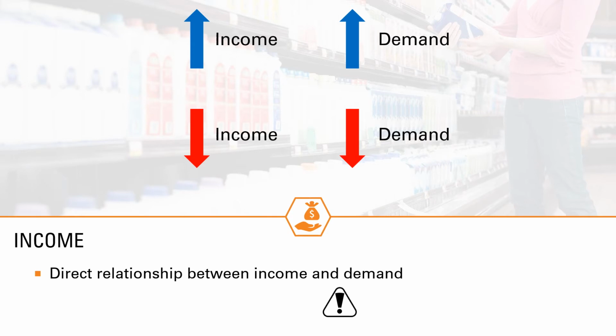However, this is just the usual case. This is not always the case. There are some goods in life where it's not a direct relationship. There are some goods in life where it's an inverse relationship, where the more income you have, the less you probably want of that good. What do I mean by that? Well, let's have an example.